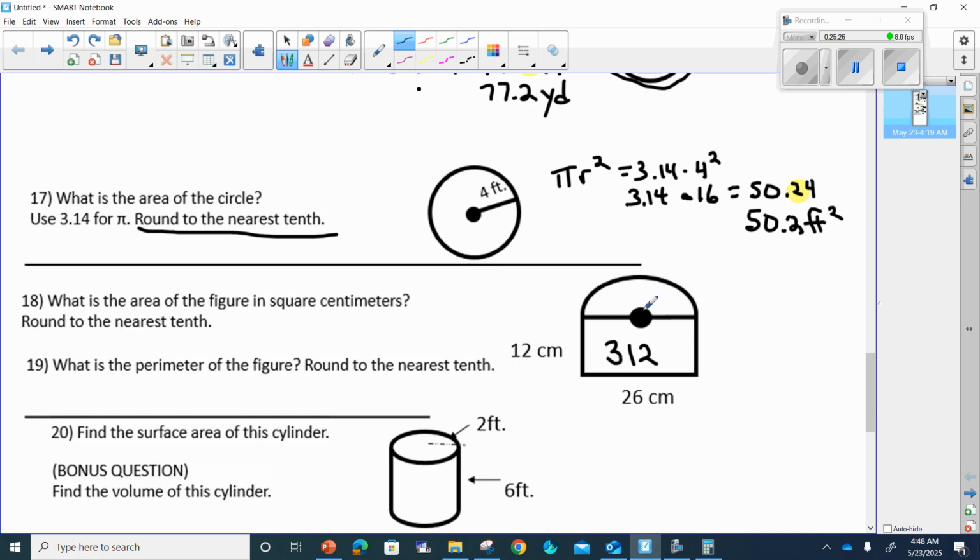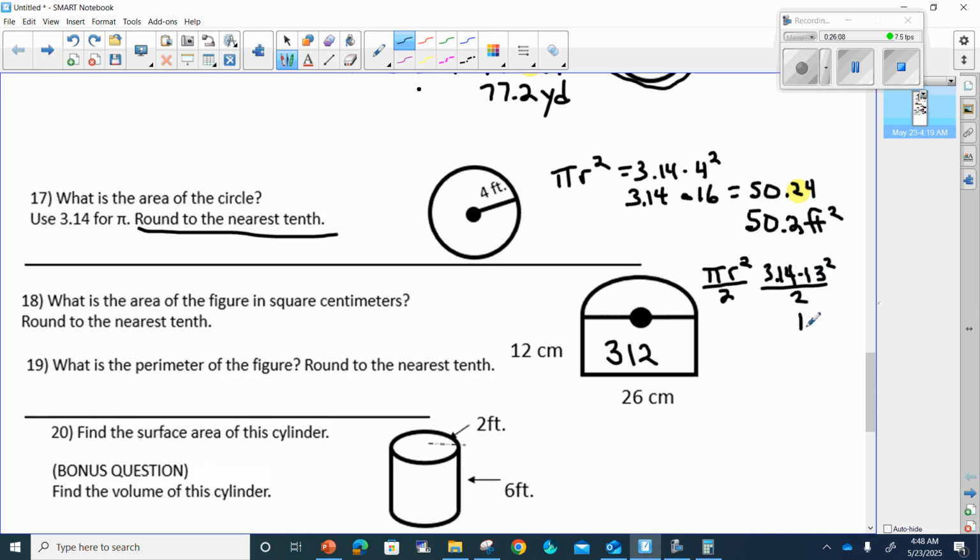Now we've got to find the area of the circle. Remember the circle formula was pi r squared. But this is half a circle, so we'll have to take this and divide it by 2. So now we've got 3.14. We're going to multiply that by the radius. If the whole length across from here to here is 26, we need half of that for the radius. Half of 26 is 13. So we're going to multiply this to 13 squared. And then we're going to divide it by 2.